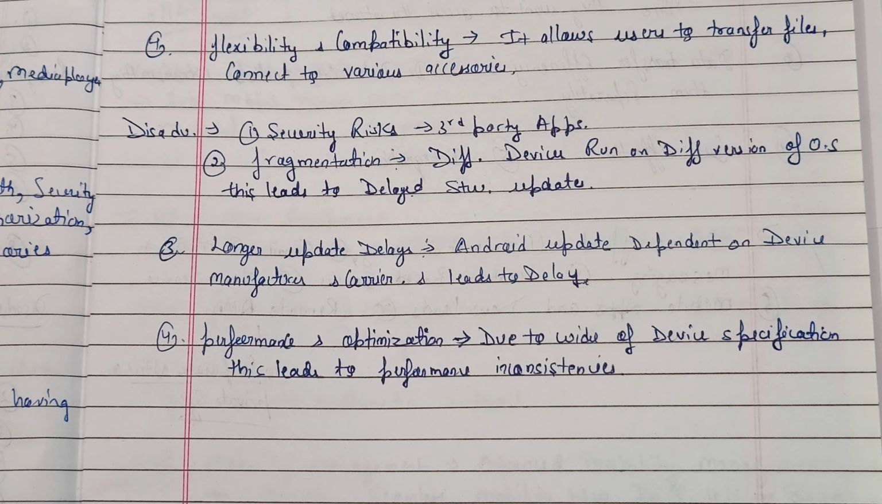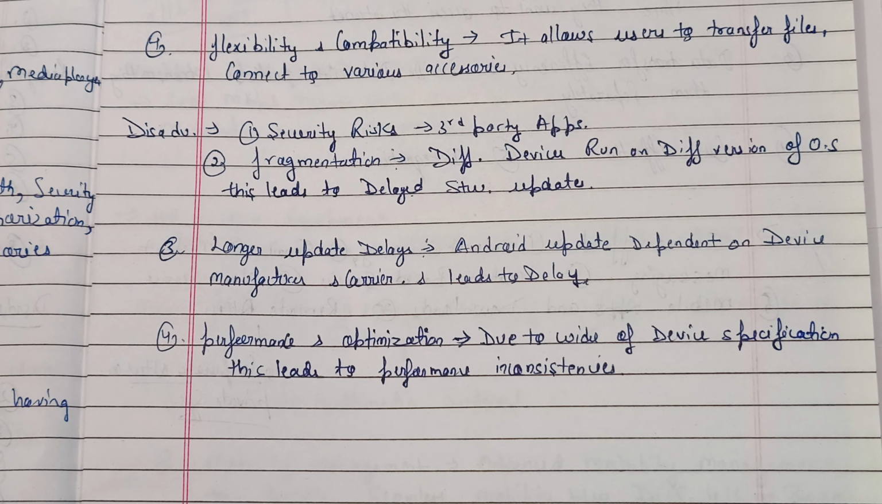The third point is longer update delays, which means Android updates depend on the device manufacturer and carrier, and lead to delay. Because of when it is manufactured and when it is sold, all these delays keep the update lagging so much. Because of that, problems come and performance is degraded.